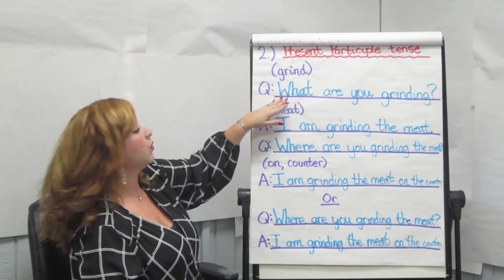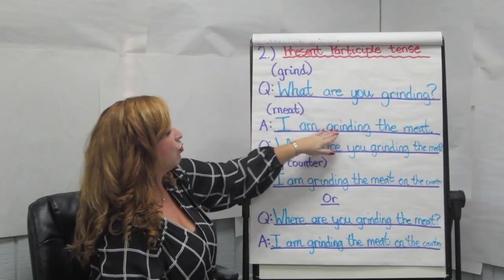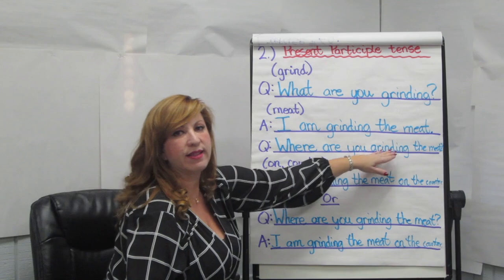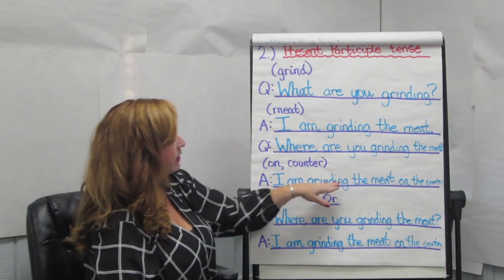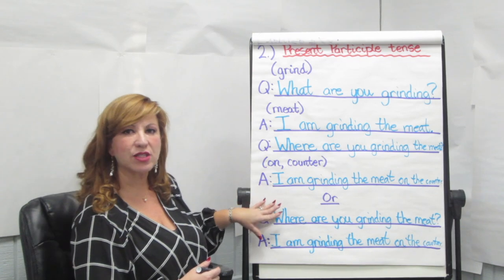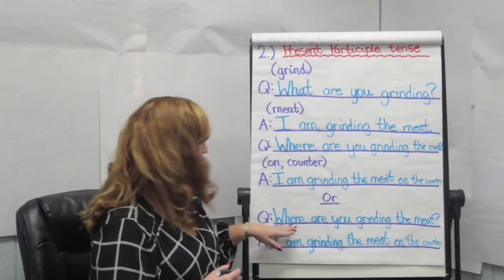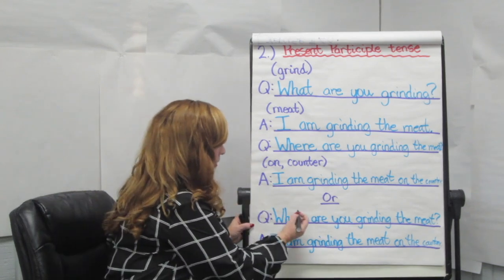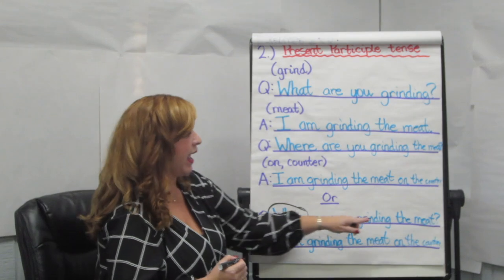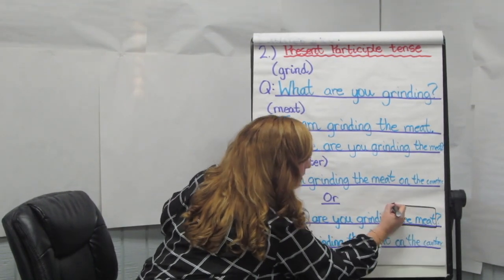So again, let's revisit. What are you grinding? I am grinding the meat. Where are you grinding the meat? I am grinding the meat on the counter. Let's look at the last question one more time. Where are you grinding the meat? So where is talking about the location, and the what is the meat.